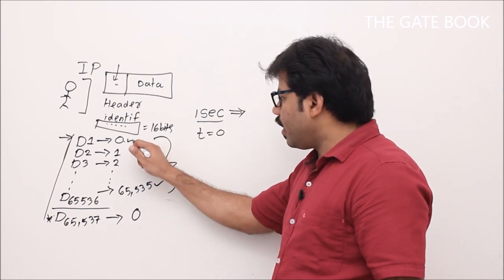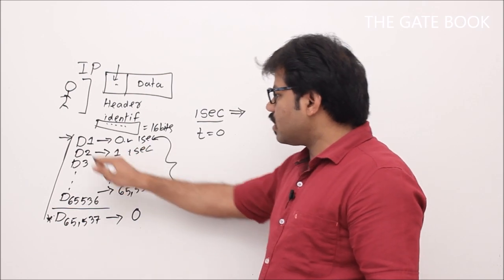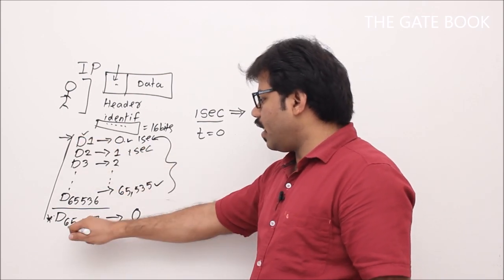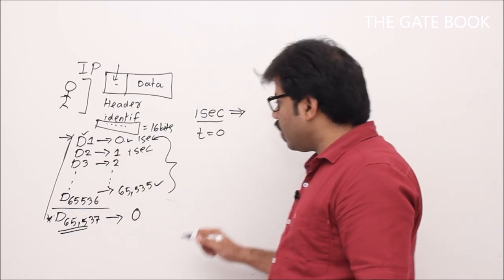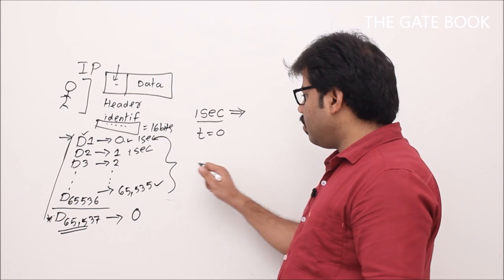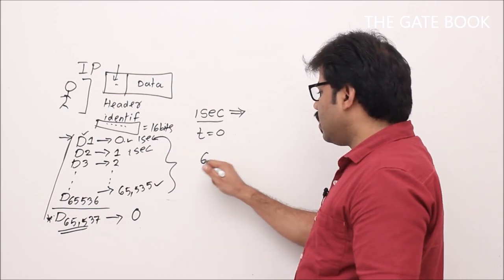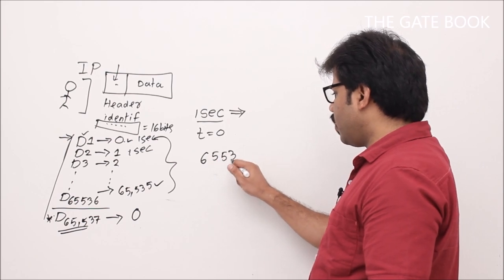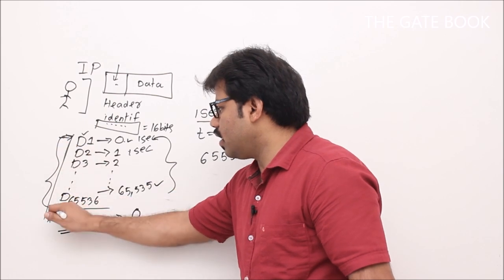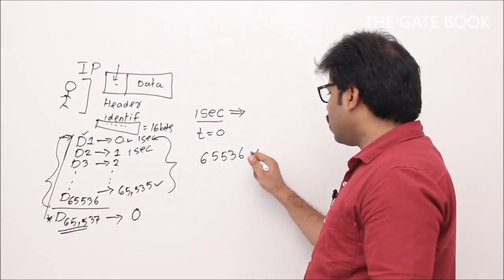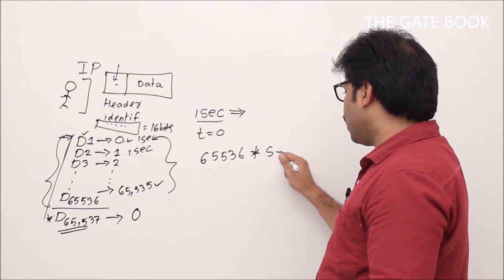To create one datagram, 1 second; the second datagram, one more second. Now the clash comes when you create d1 and d65537, right? So by that time, how much time it will take, we'll see first. Since you have 16 bits, 2 to the power of 16, which is nothing but 65,536. After creating 65,536, up to this point there is no problem. So 65,536 datagrams creation takes 65,536 seconds.